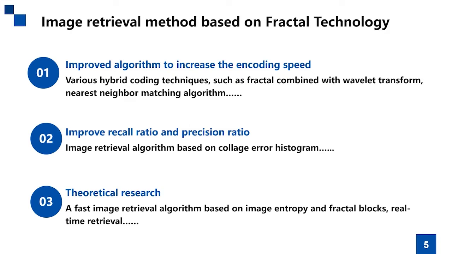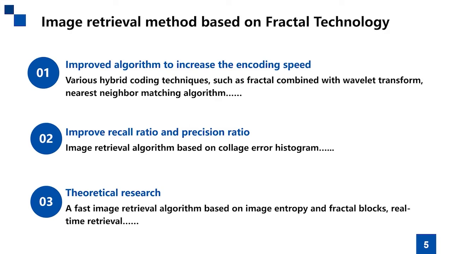For example, fractal combines wavelet transform, nearest neighbor matching algorithm, and Elector to improve coding speed. An image retrieval algorithm based on college arrow histogram is used to improve recall ratio and precision ratio. The paper proposes a rapid image retrieval algorithm based on image entropies and fractal blocks.